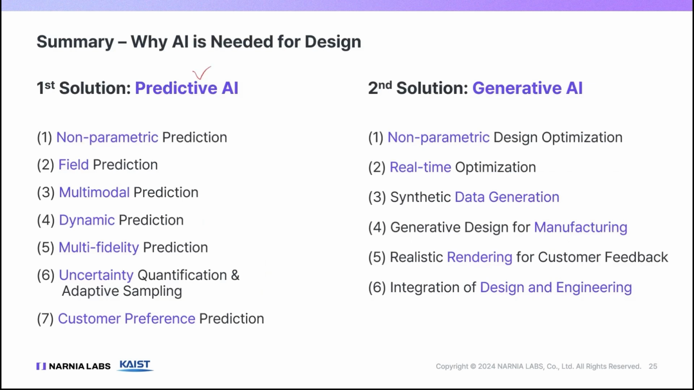So we've looked at how predictive AI and generative AI differ from existing technologies. In the case of predictive AI, I mentioned that it enables non-parametric predictions, can predict field values, supports multimodal predictions, can handle dynamic situations, allows for multi-fidelity predictions, can quantify uncertainty, and even predict customer preferences. As for generative AI, I mentioned that it enables non-parametric generation and optimal design, allows for real-time optimization, can generate synthetic data to assist predictive AI, takes manufacturability into account, supports real-time rendering, and can integrate design and engineering processes.